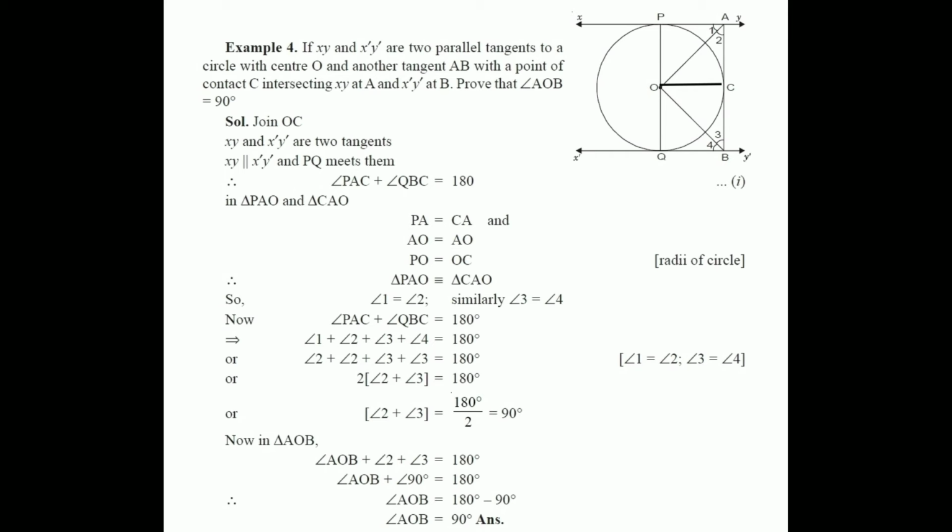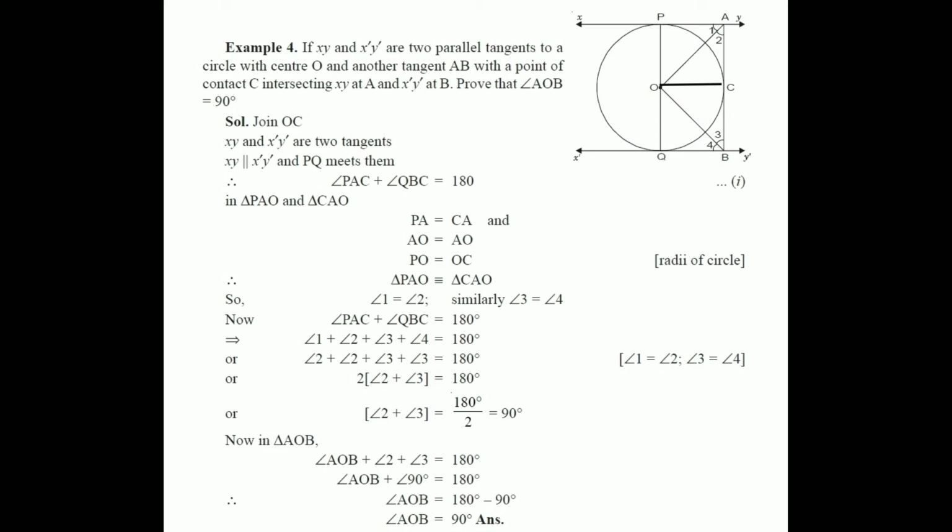After calculating the sum of angle 2 and angle 3, now we take the triangle AOB. Look at the figure. Triangle AOB. The sum of three angles of a triangle is always 180 degrees. So for this triangle, we have angle AOB plus angle 2 plus angle 3, total sum equal to 180 degrees.